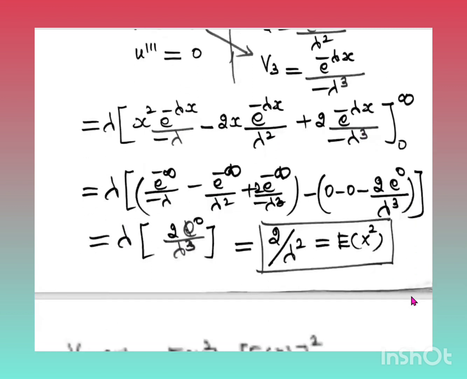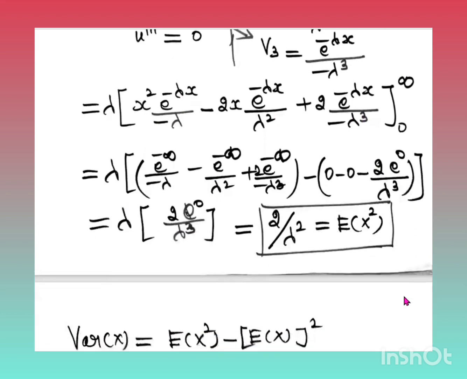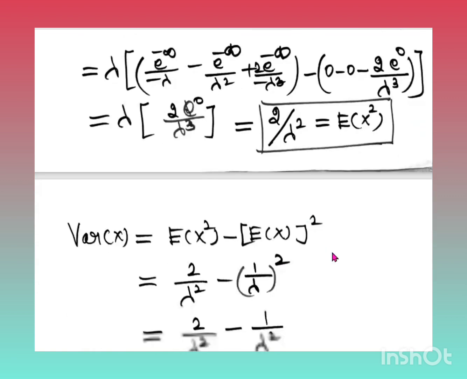When you apply the upper limit, all three terms will become 0. When you apply the lower limit, the first two terms will become 0. The last term will be minus of minus 2 e power 0 divided by lambda cube. So lambda into 2 divided by lambda cube, because e power 0 is 1. So lambda divided by lambda cube becomes lambda square, so 2 divided by lambda square. This is the expectation of x square.